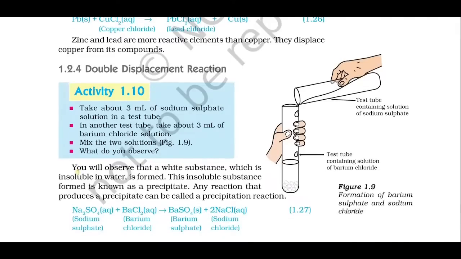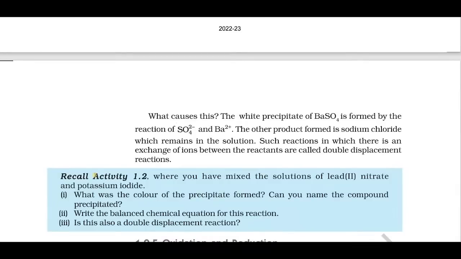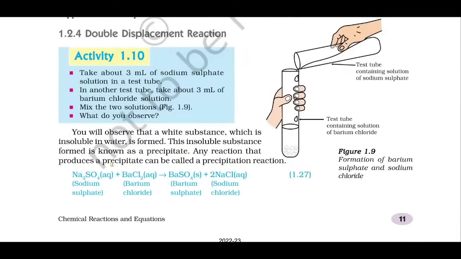Next, what we have is very important: double displacement reaction. What is a double displacement reaction? A chemical reaction in which exchange of ions takes place in the solution. Reactions in which there is an exchange of ions between the reactants are called double displacement reactions. An example is sodium sulfate plus barium chloride gives what? Barium sulfate plus sodium chloride.